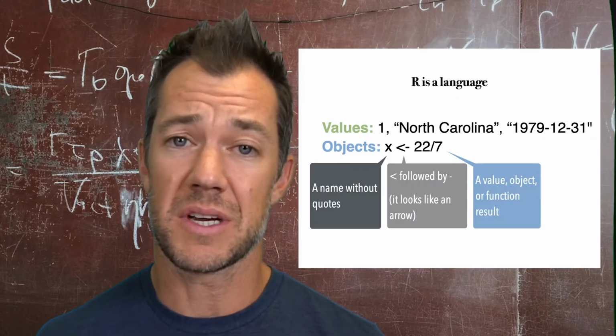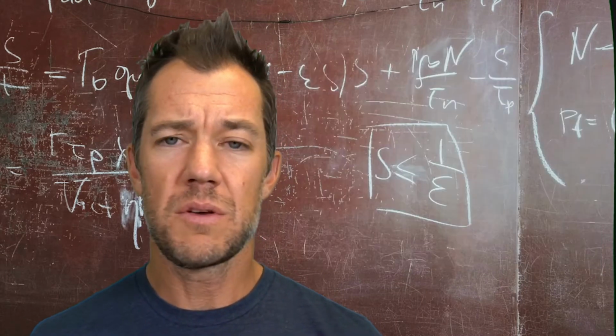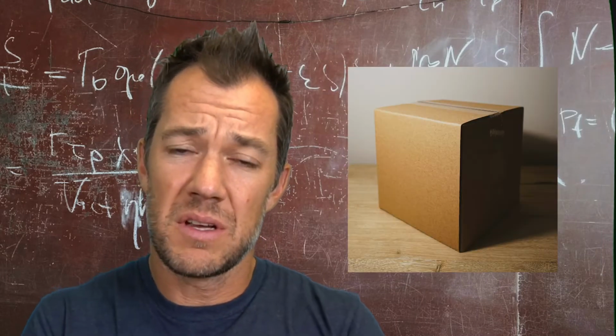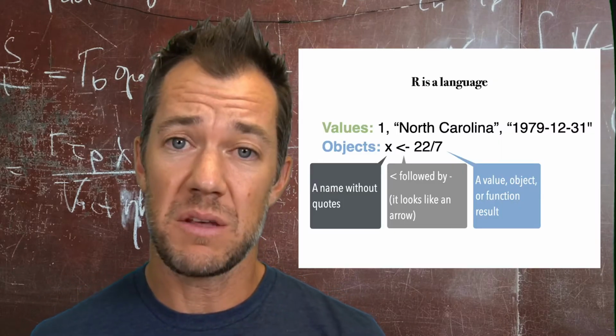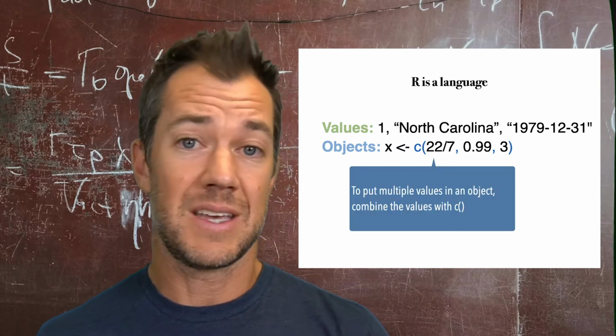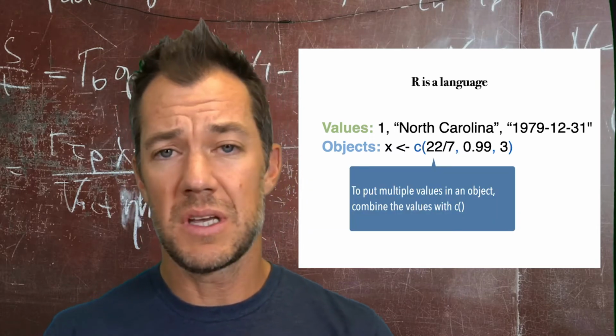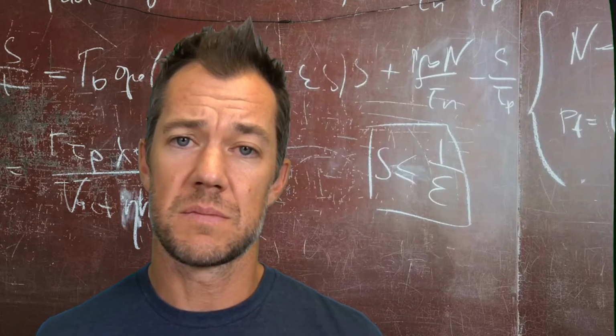R also has objects. An object is a little bit more abstract of an idea. You can think of an object as a container that holds something. An object can be a lot of different things. It can be a value, just like I told you. It can also be multiple values. It can be a number, it can be a result, it can be a lot of different things. And so you can think of this as a temporary object.